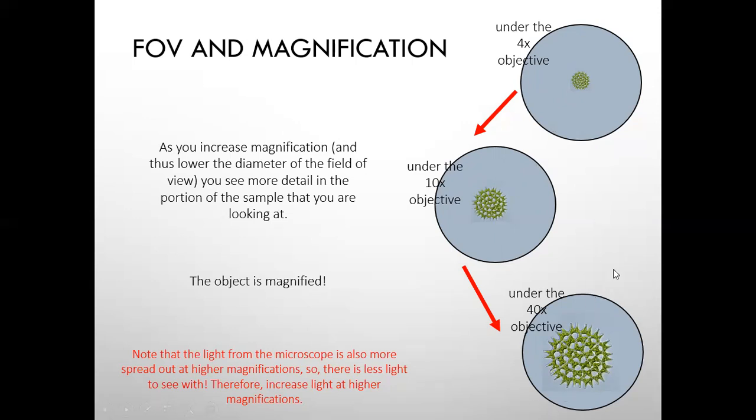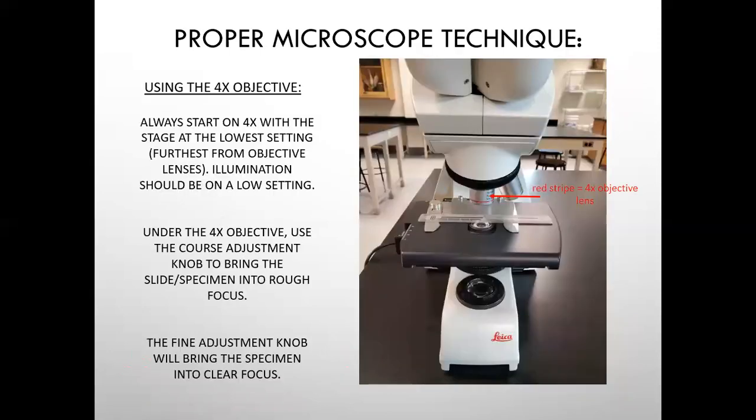Just keep in mind that if you're on the 40x and you've got that brightness really cranked up, if you roll back to the 4x, you might blind yourself, not temporarily or anything, but you may see little spots. So just be aware of that when you are using a microscope, and keep an eye on your light levels so you don't blink and get a little dazed.